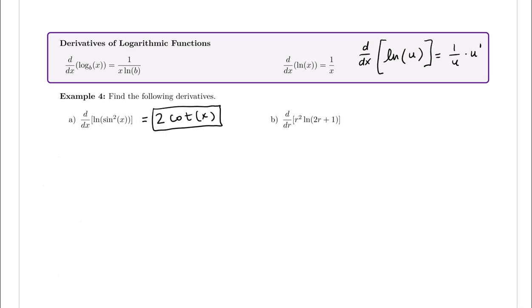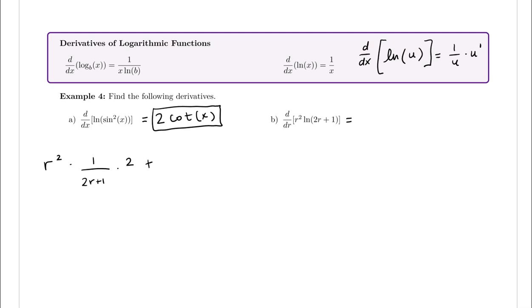For part B, we're taking the derivative with respect to r of r squared times the natural log of 2r plus 1. In order to figure out what this is, we're going to need to use product rule. So we have the first function times the derivative of the second function. Because it's a natural log, I'm going to do 1 over the something, which in this case is 2r plus 1, and then I need to multiply by the derivative of the something. The derivative of 2r plus 1 is 2.